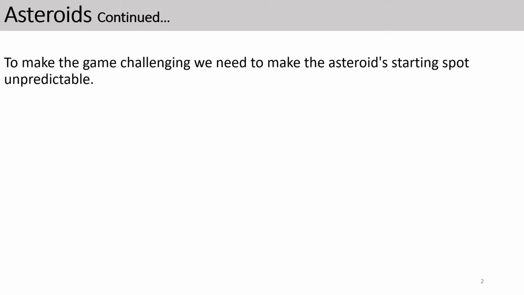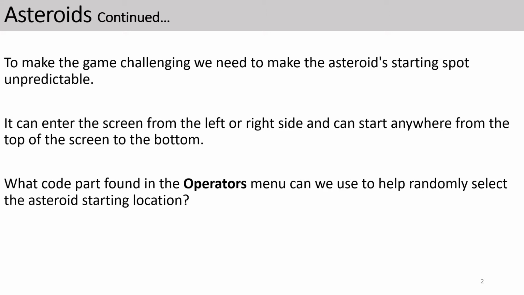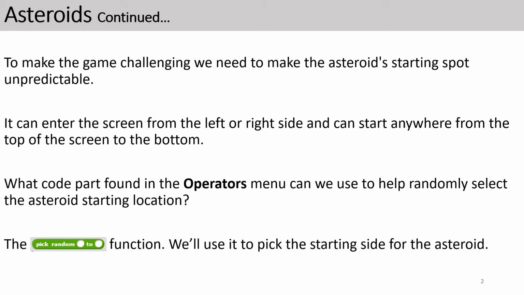To make the game challenging, we need to make the asteroid's starting spot unpredictable. It can enter the screen from the left or right side and can start anywhere from the top of the screen to the bottom. What code part found in the operator's menu can we use to help randomly select the asteroid starting location? The pick random function.